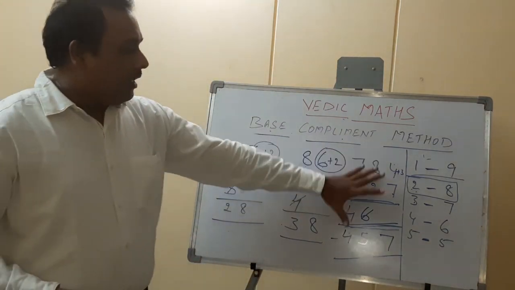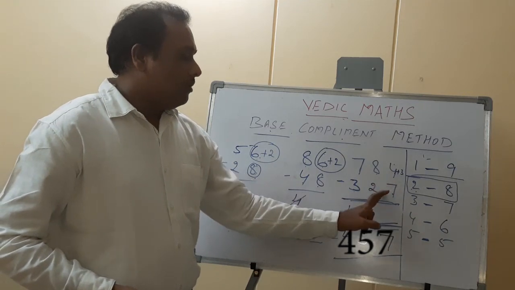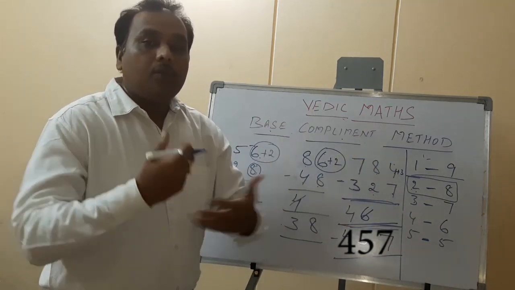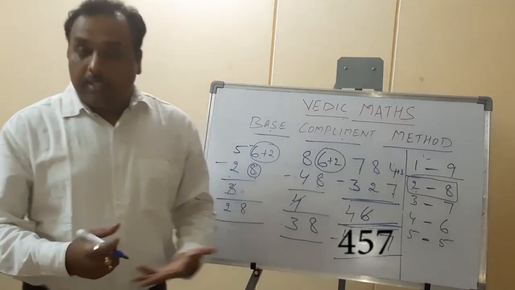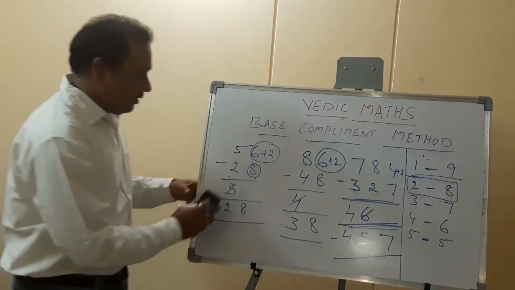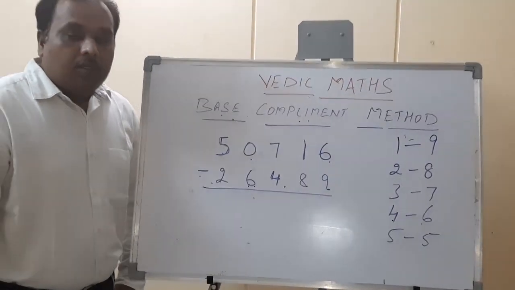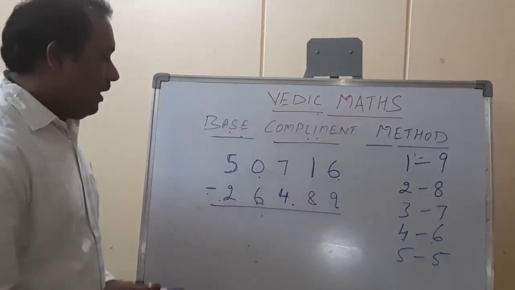So it is very easy, we are not borrowing anything. Here only one figure we are borrowing, but if I have a very big figure where I need to borrow more numbers, then how are we going to do? Let us see that as an example. Okay? So now let us see another example.